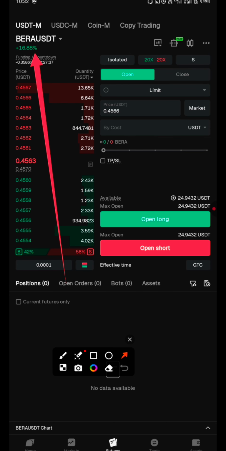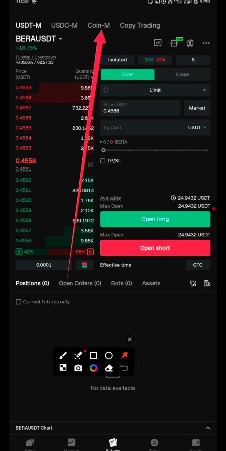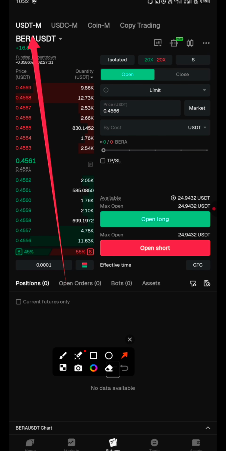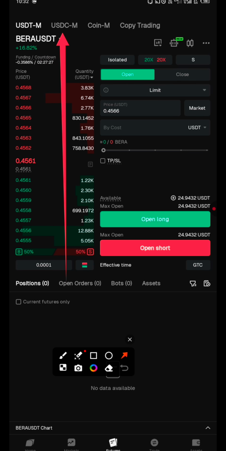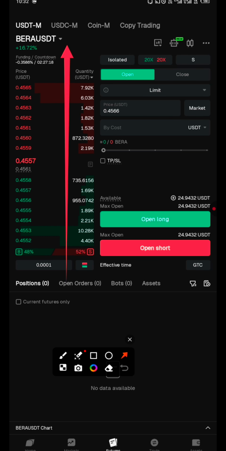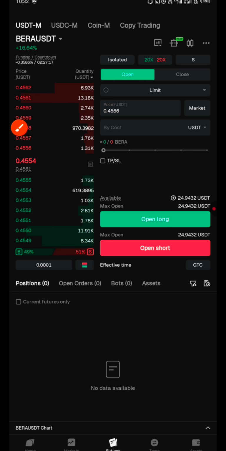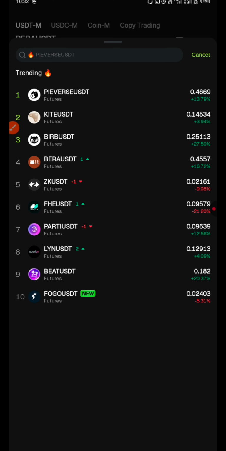We have USDT-M here, we have USDC-M, we have coin-M, and we have copy trading. We are making use of USDT-M. If what you deposited is USDC, then it has to be on USDC-M. Forget about these two. This place is where you change the asset you want to trade. You see this tiny icon here, just tap on it and pick the asset you're trading, any asset that comes on the signal.